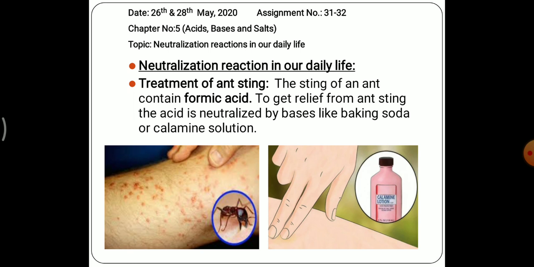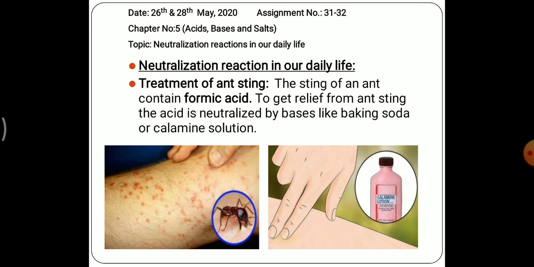So the sting of an ant contains an acid called formic acid. So what is that acid called? Formic acid. So when an ant stings, meaning when it bites a person, it injects an acidic liquid into the skin of the person, which causes burning pain.